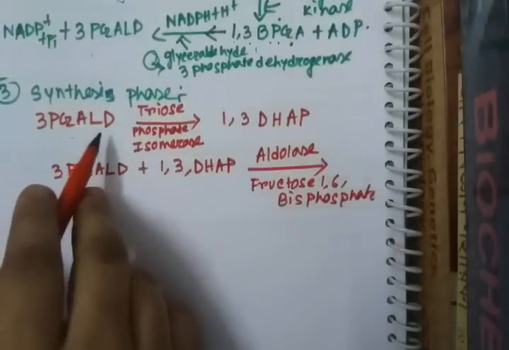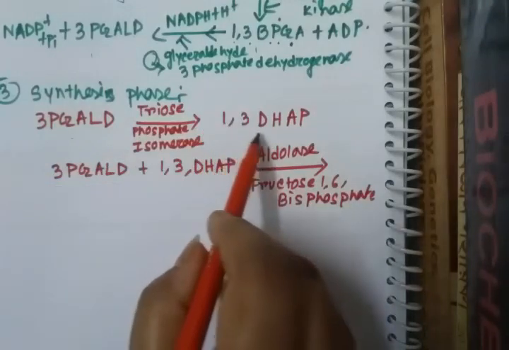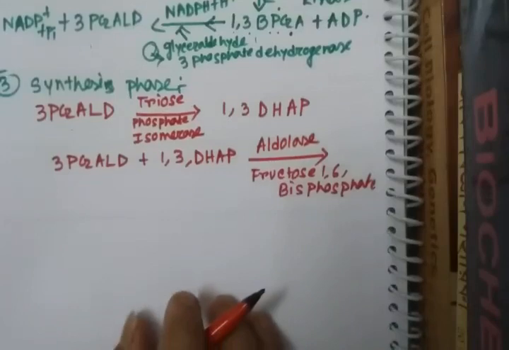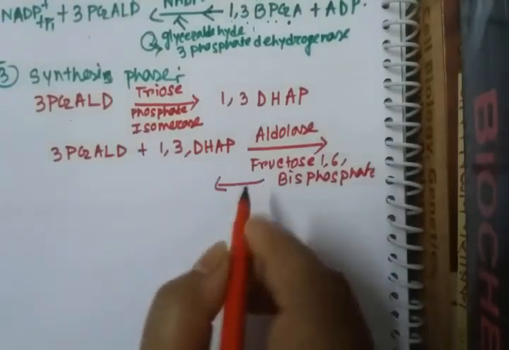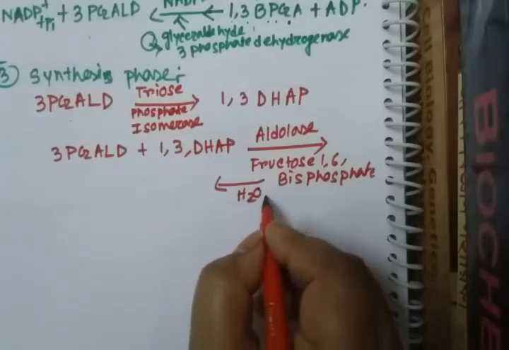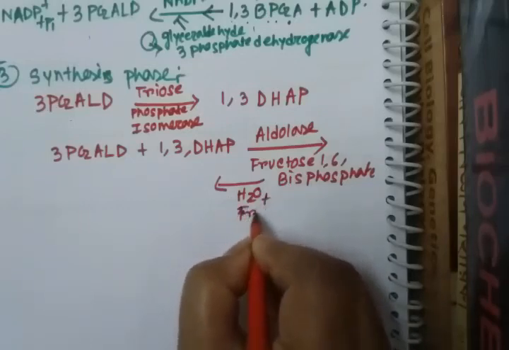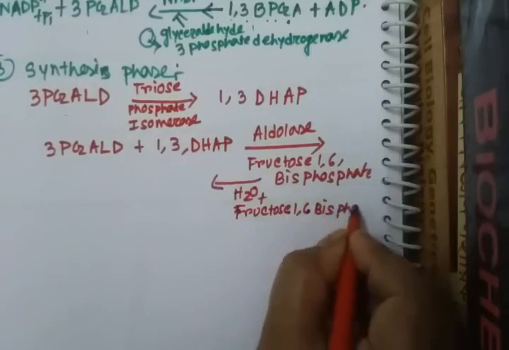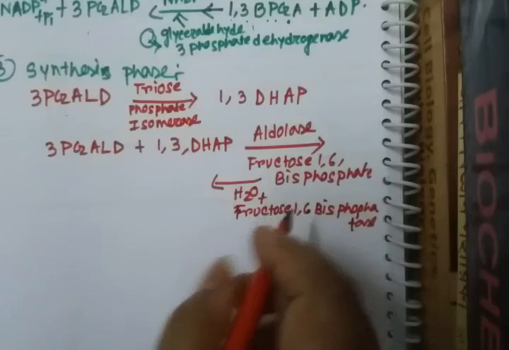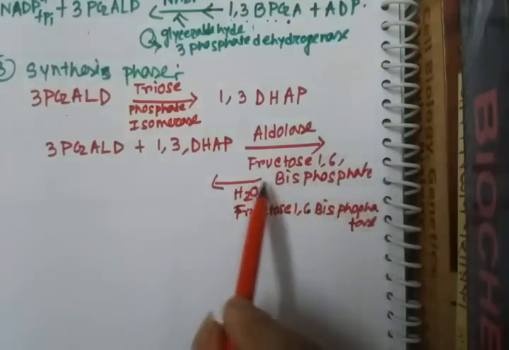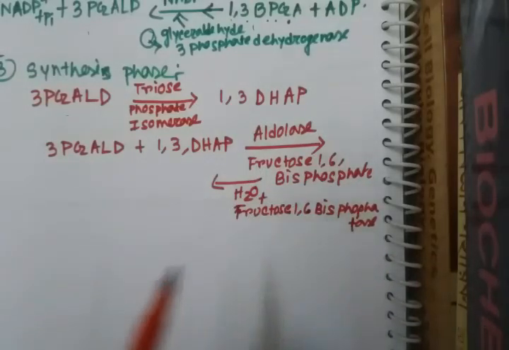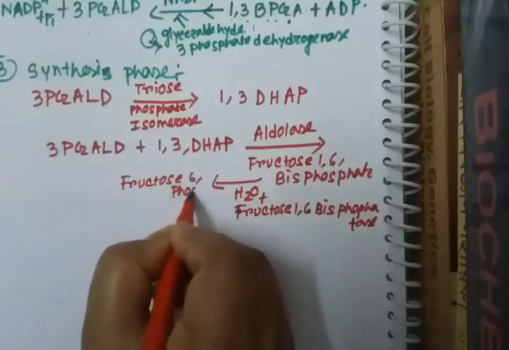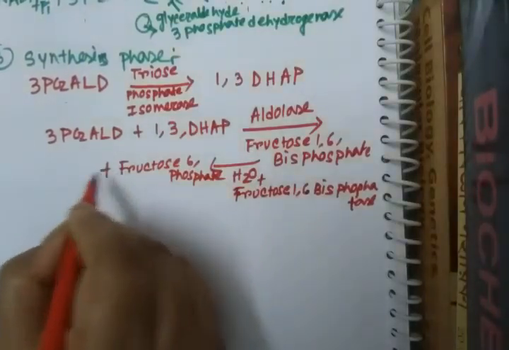Clear? The 3-PGALD reacts with dihydroxyacetone phosphate, and with the enzyme aldolase, it will form fructose 1,6-bisphosphate. And next, the fructose 1,6-bisphosphate will react with H2O, that is water, and there is another enzyme, fructose 1,6-bisphosphatase. So the fructose 1,6-bisphosphate, with the help of H2O and fructose 1,6-bisphosphatase, will be converted into fructose 6-phosphate, and also inorganic phosphate.